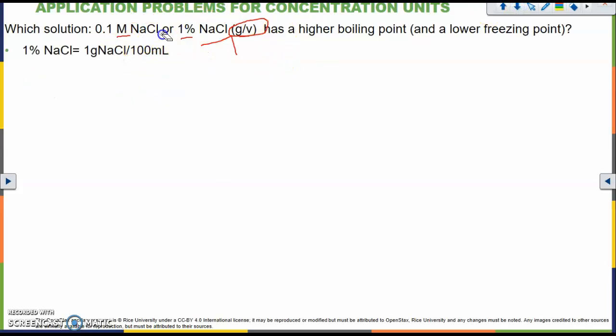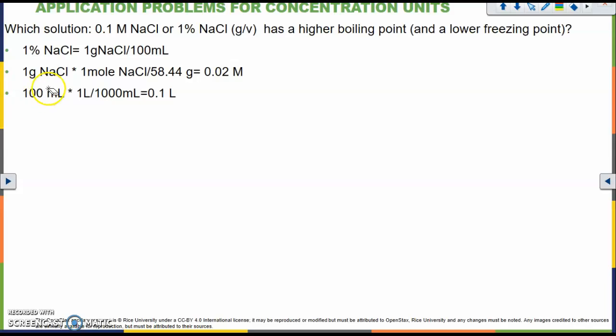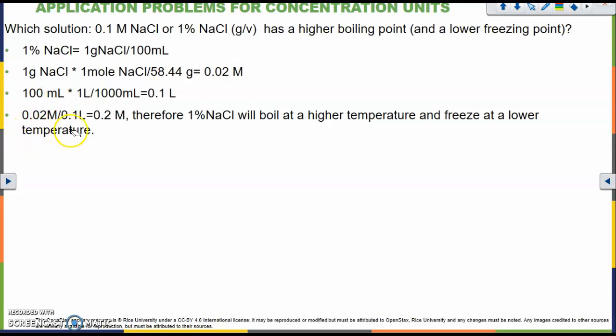So I am going to convert, again, 1% sodium chloride, which means 1 gram solute over 100 mils of solution. Convert these grams into moles by using the molar mass. Convert this volume into liters by using metric conversion. We do the division to get molarity, 0.02 divided by 0.1 liter. It's 0.2 molar. So here's the deal. Now we're going to compare. So 1% sodium chloride is actually 0.2 molar.